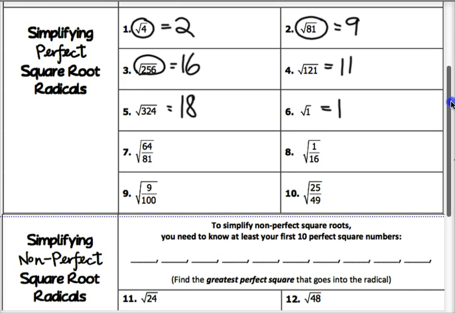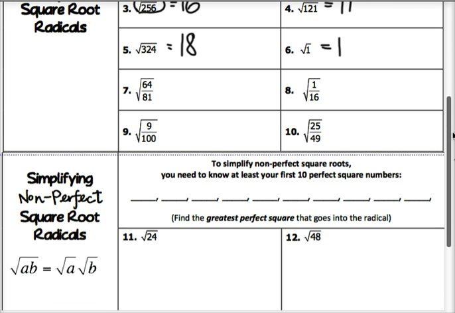Square root of 1 is 1. Now, these fractions get a little bit more interesting. However, all you really have to know is when you square root a fraction, you basically can take the square root of the top, so you get 8, and square root of the bottom, where you get 9. Same thing in number 8. Square root of the top gives you 1. Square root of the bottom gives you 4.